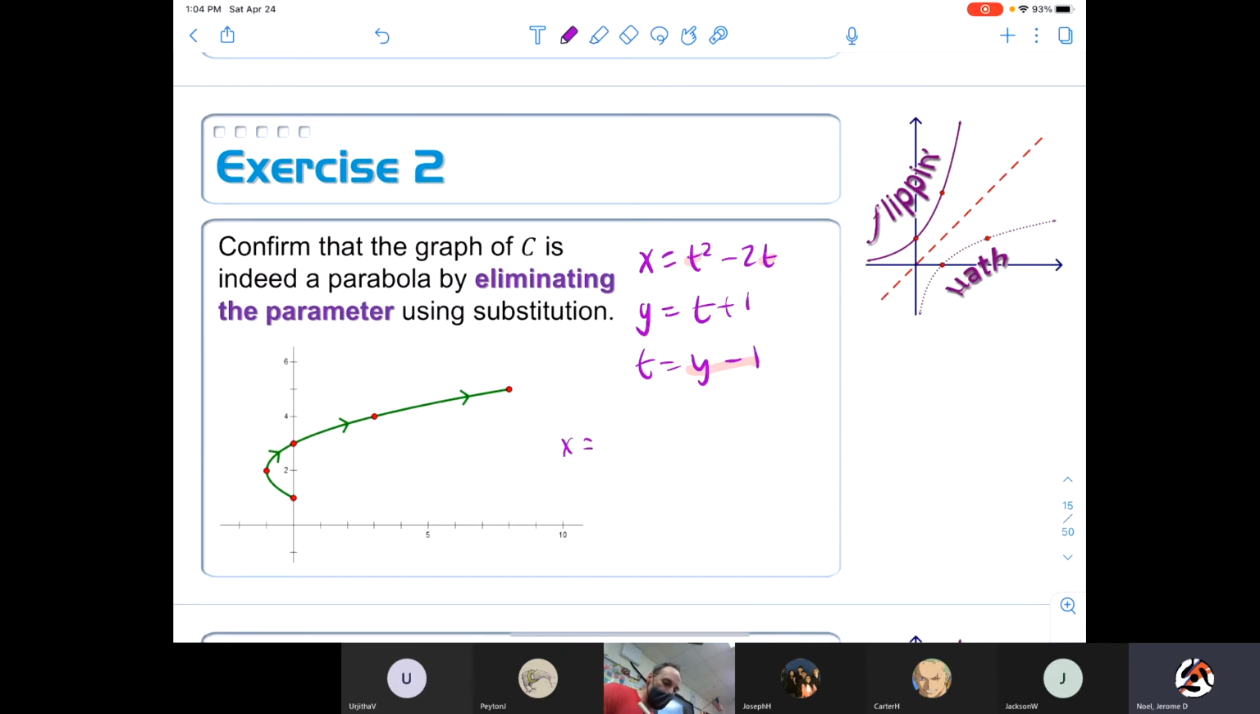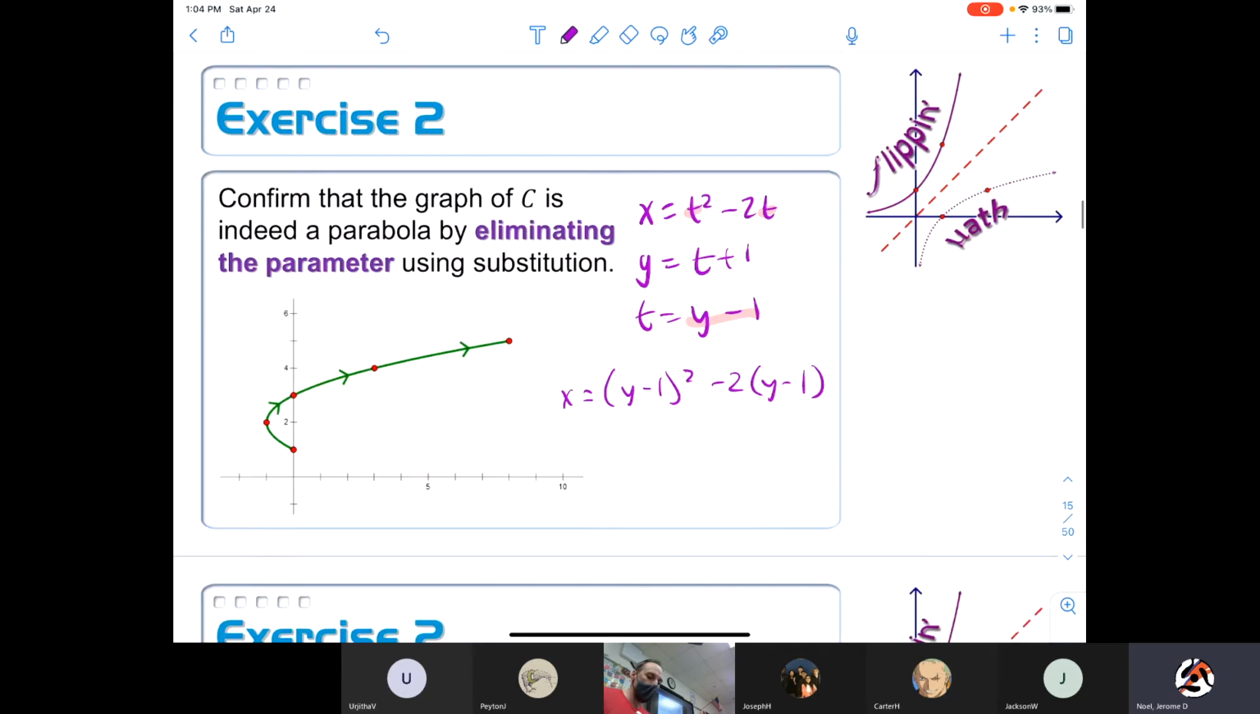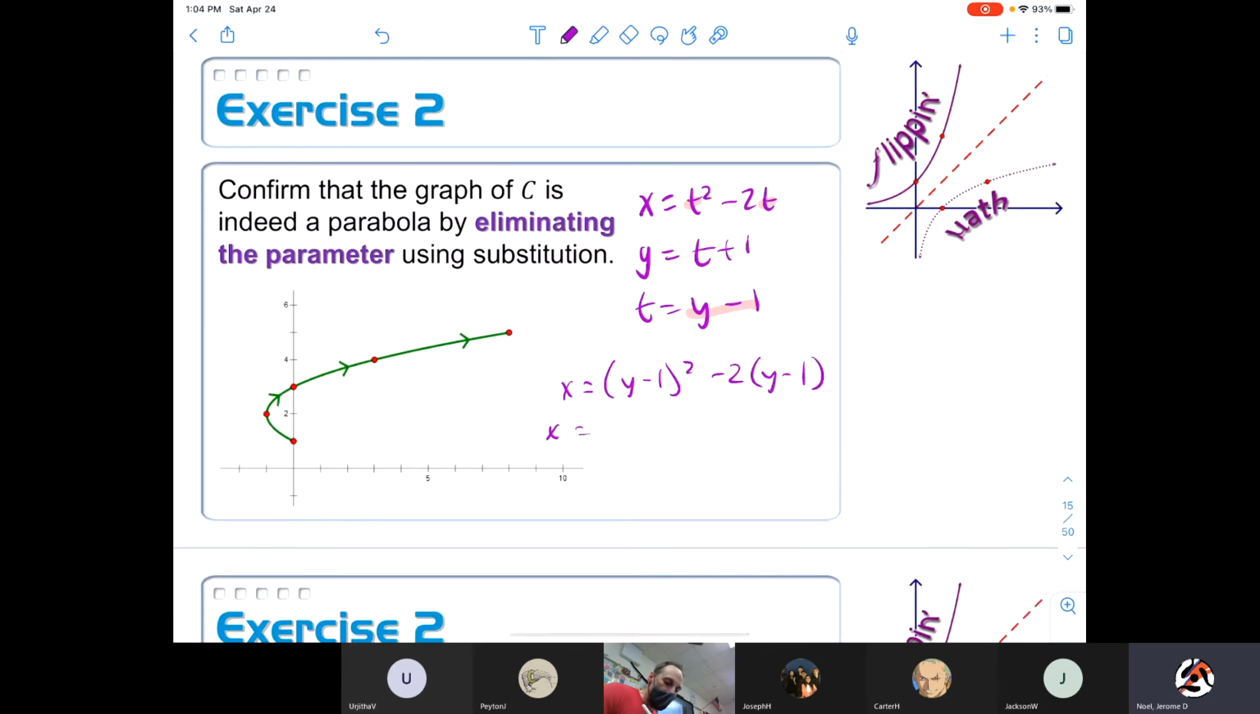So I have x is equal to (y minus 1) squared minus 2 times (y minus 1). You could leave it like that, or maybe you expand this thing out. y squared minus 2y plus 1 minus 2y plus 2. x is equal to y squared minus 4y plus 3. There you go. Does it look like a parabola? Well, yes, it's quadratic in terms of y instead of in terms of x, right?